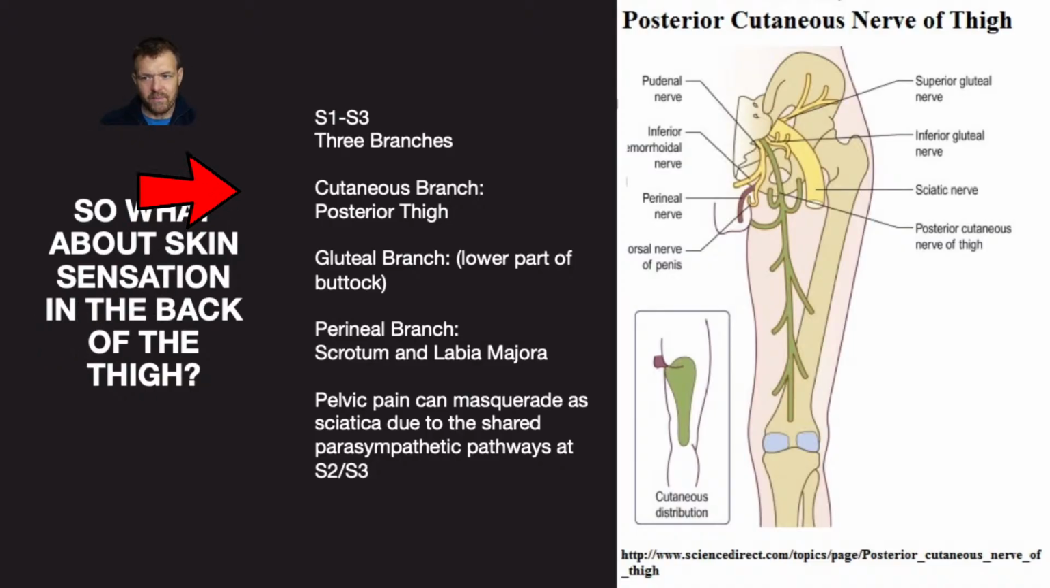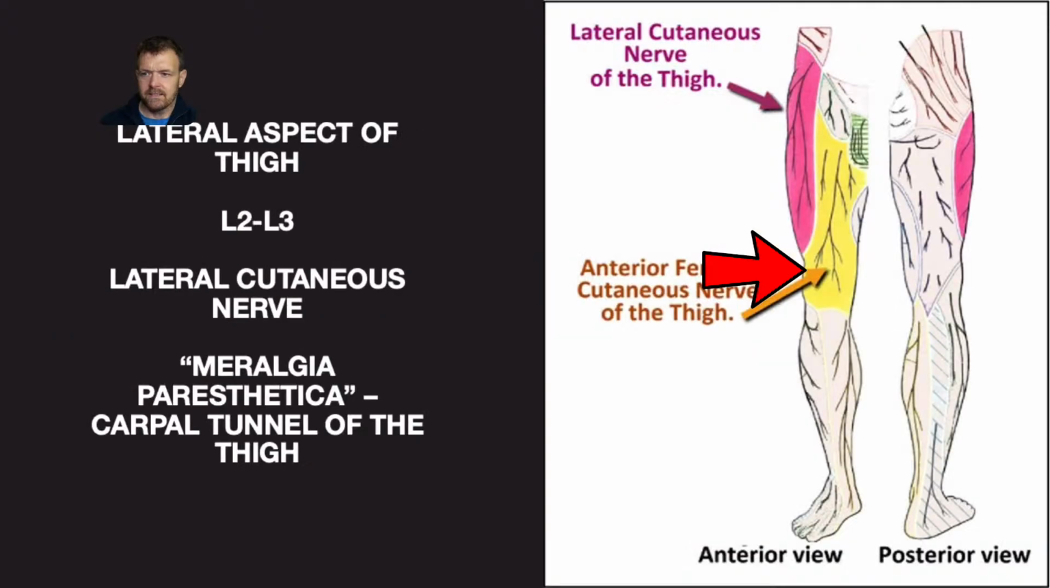And then the sensation on the back of the thigh, S1 to S3, we've got 3 branches: posterior thigh cutaneous, gluteal branch, which is the lower part of the buttock, so your butt crease, and then there's a perineal branch, which is basically all of the genitalia. So if there's a weird sensation to the back of the thigh, then it's likely to be coming from that kind of region there, and not the sciatic nerve, because the sciatic nerve doesn't supply skin sensation there.